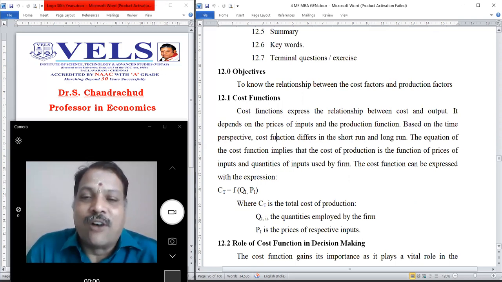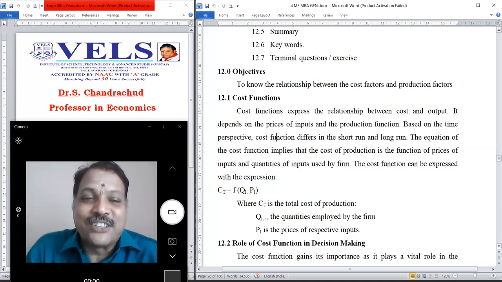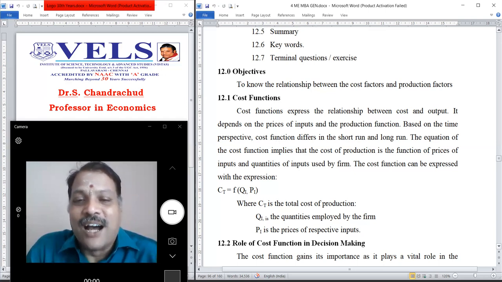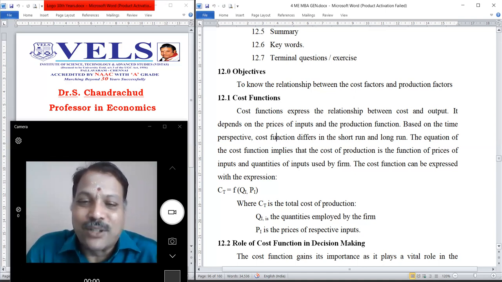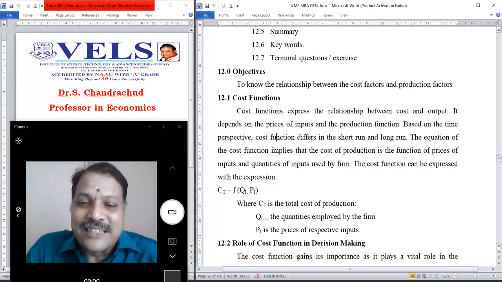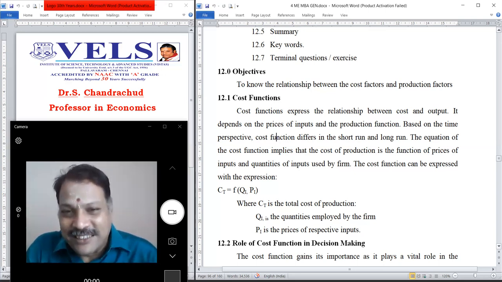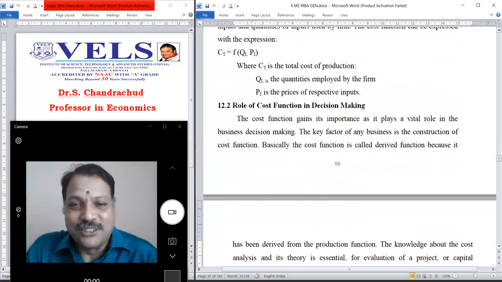The equation of cost function implies that the cost of production is the function of prices of inputs and quantities of inputs used by the firm. The cost function can be expressed with the expression CT equal to function of Q1 and P1, where CT is the total cost function, Q1 is the quantities employed by the firm, and P1 is the price of the respective input. So this is the equation of a cost function.